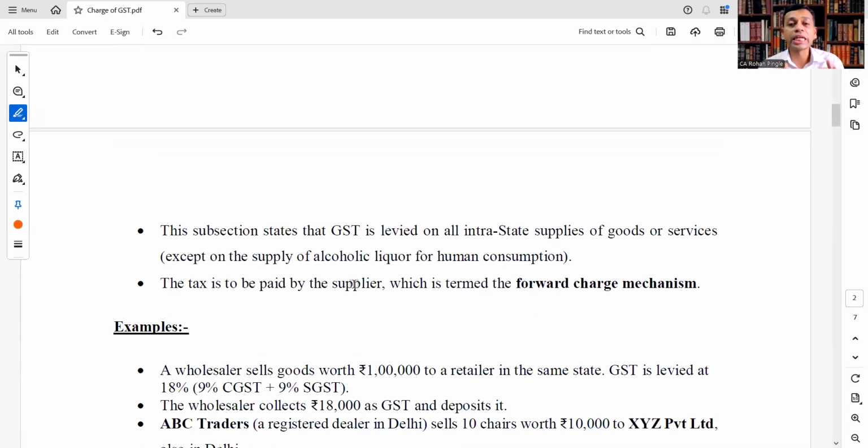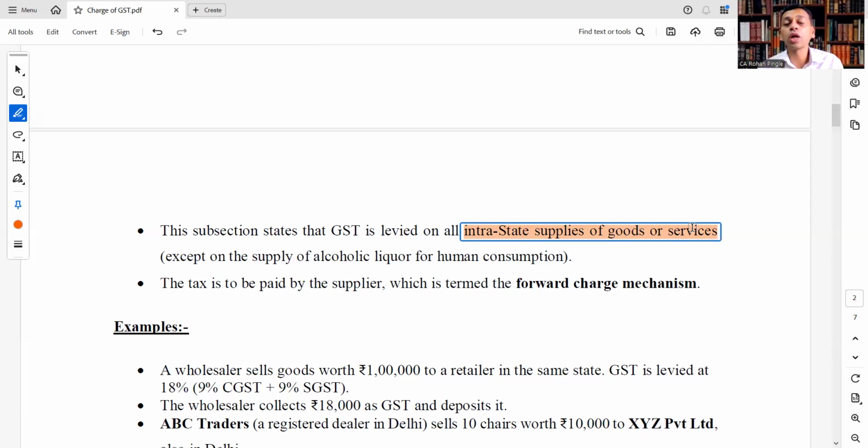This subsection states that GST is levied on all intrastate supplies of goods or services, except on the supply of alcoholic liquor for human consumption. Intrastate means within the state. For example, whatever supplies of goods or services are made within the state of Maharashtra would be called intrastate supply. But the exception is the supply of alcoholic liquor for human consumption.